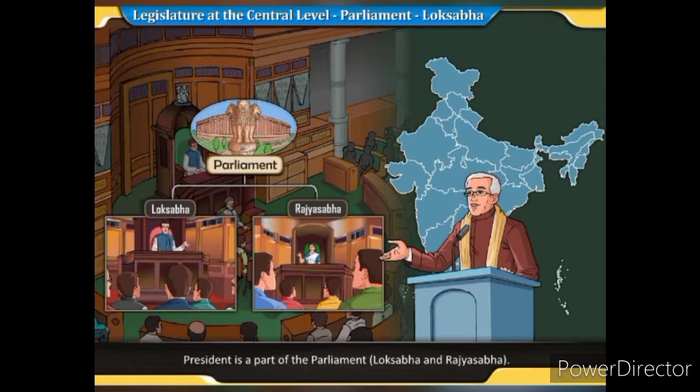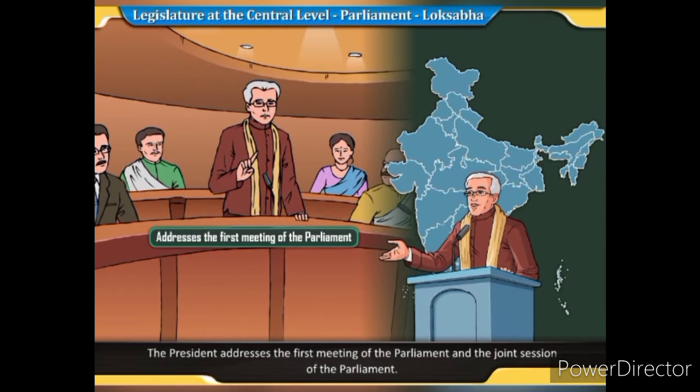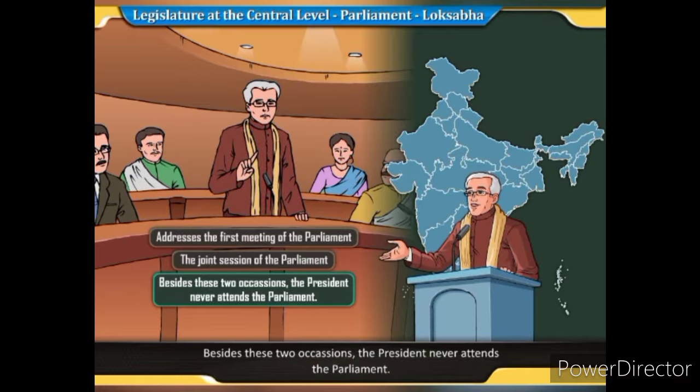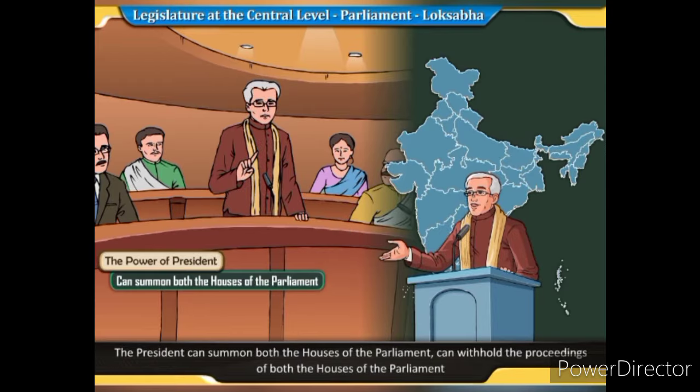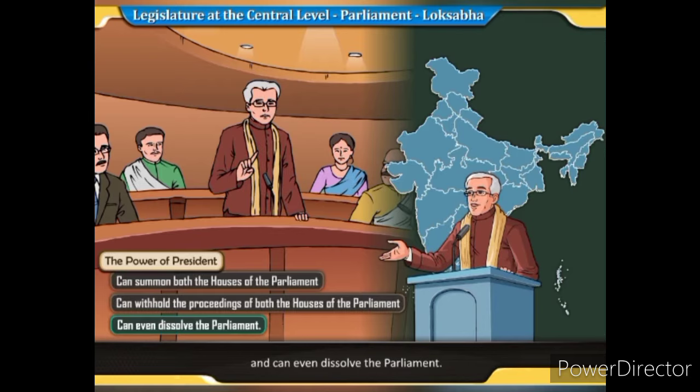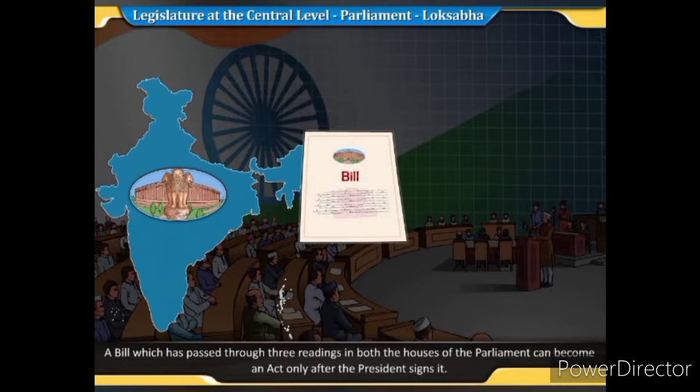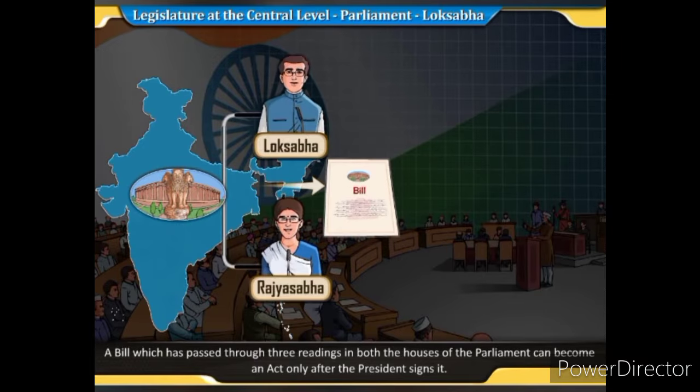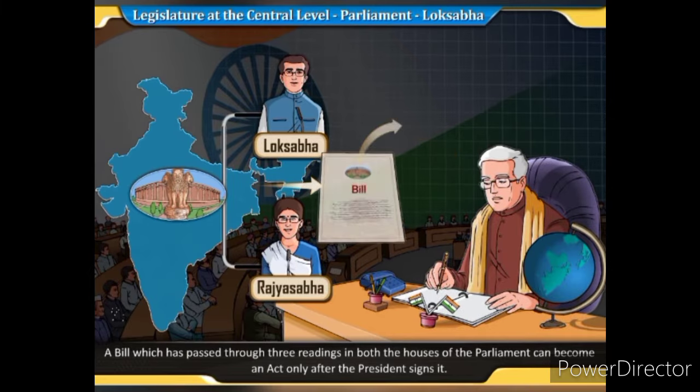The President is a part of the Parliament, Lok Sabha and Rajya Sabha. The President addresses the first meeting of the Parliament and the joint session of the Parliament. Besides these 2 occasions, the President never attends the Parliament. The President can summon both the Houses of the Parliament, can withhold the proceedings of both the Houses of the Parliament, and can even dissolve the Parliament. A bill which has passed through 3 readings in both the Houses of the Parliament can become an act only after the President signs it.